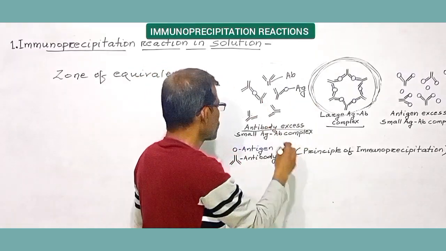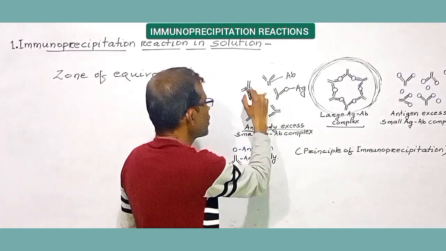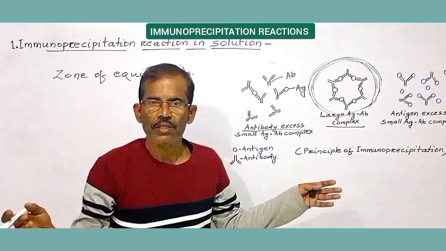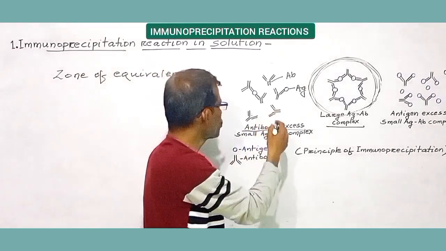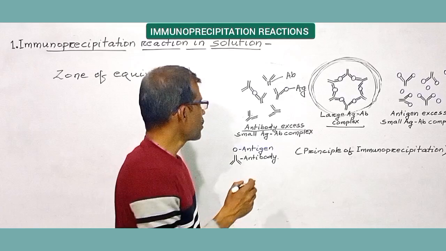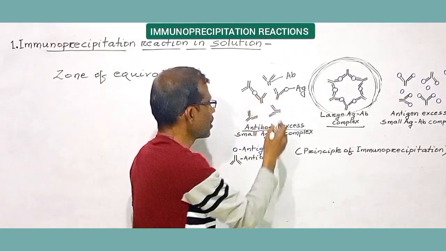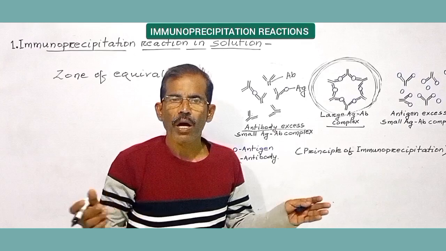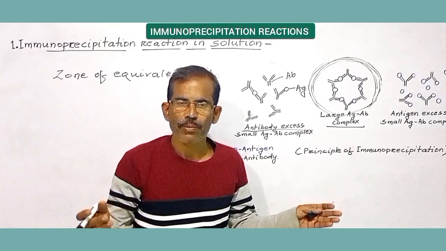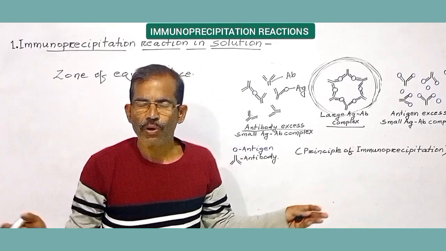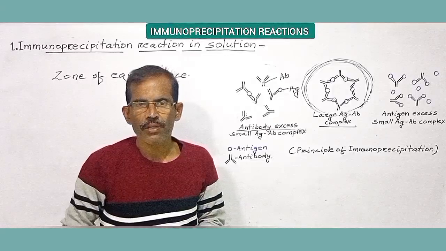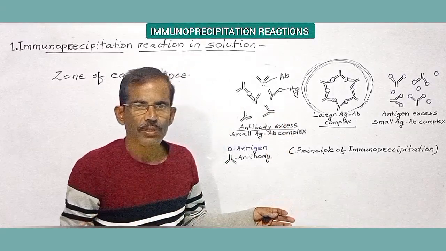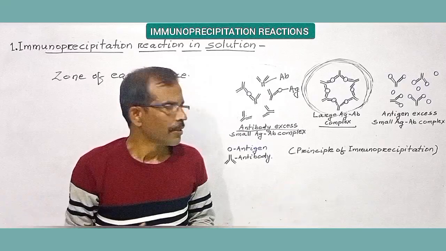In this zone, the concentration of antibody is greater than the concentration of antigen. In this zone, cross-linking between antibody and antigen is minimum, and because of this, small soluble antigen-antibody complexes are formed. Because of this, in the zone of antibody excess, precipitation is inhibited.